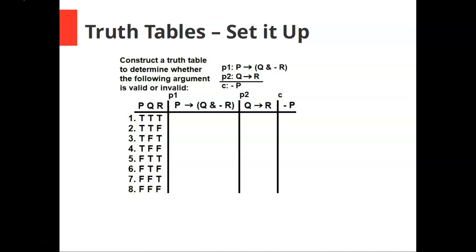Okay, this is going to take us a little bit more time to fill in. That's all right. Premise 1 is fairly complicated. Remember, we have to start from the inside of the parentheses to the outside of the parentheses. So we actually have to start with not R. We start with the not R column. And every time R is true, not R is false, and vice versa.